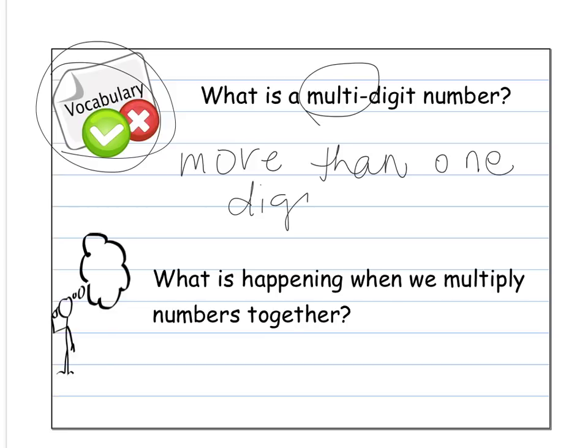Okay, more than one digit. So examples of that would be 29, 417, 305. More, okay, it has more than one digit. And something to think about as we're going through this video is what is happening when we are multiplying numbers together.